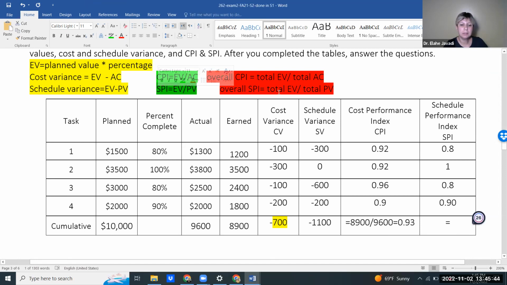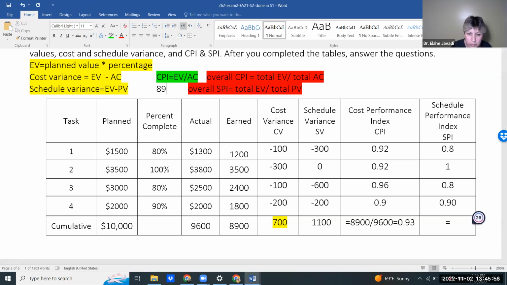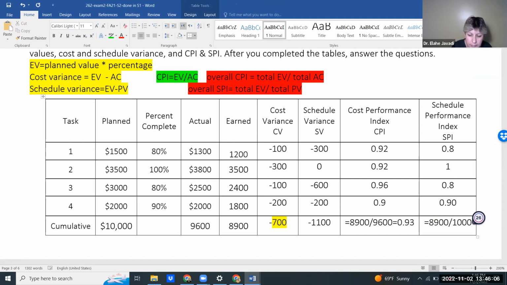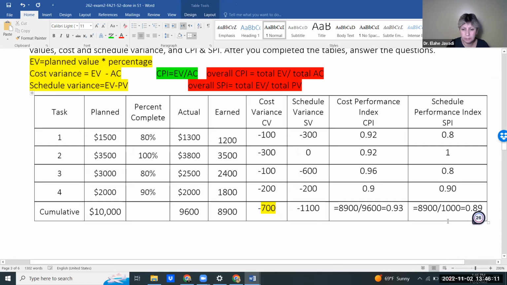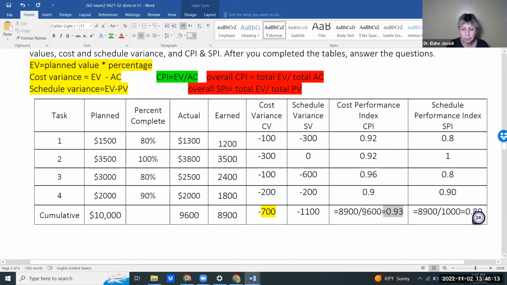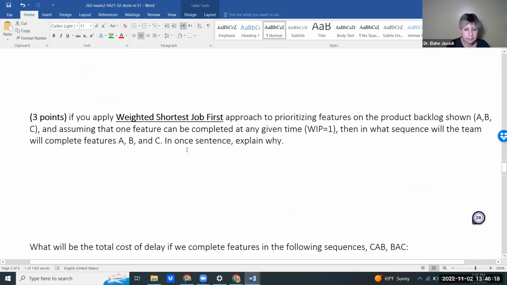Overall SPI, Lucas, can you give me overall SPI? Is it 0.9? So it's going to be 8,900, overall total EV, 8,900 divided by total PV, and that's 0.89. You rounded, and that's good. That's okay. You should be fine if you round. So we have all these numbers. Now we're going to go to the next step, see what kind of questions we're answering.